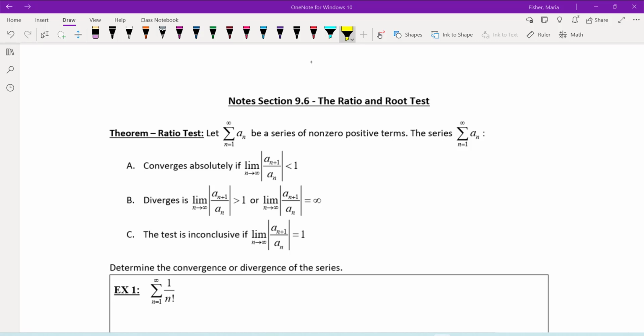Section 9.6 is the ratio and root test. In this section, we're going to learn the last two tests that we can use to determine if a series converges or diverges. Let's start by looking at the ratio test.